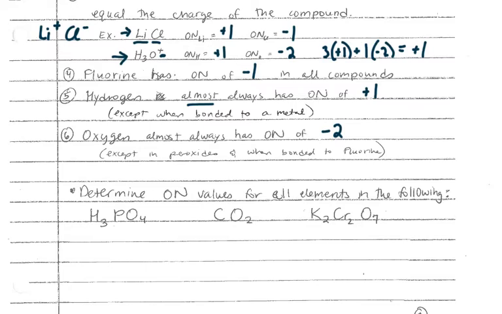So there are some exceptions. When hydrogen is bonded to a metal, it often has a -1 charge. And when oxygen is found in peroxides or bonded to fluorine, it can have other charges. All right. But my general rule of thumb, of course, in this general chemistry class is to teach you the rules, let you know about the exceptions, but I'm not going to test you on the exceptions.